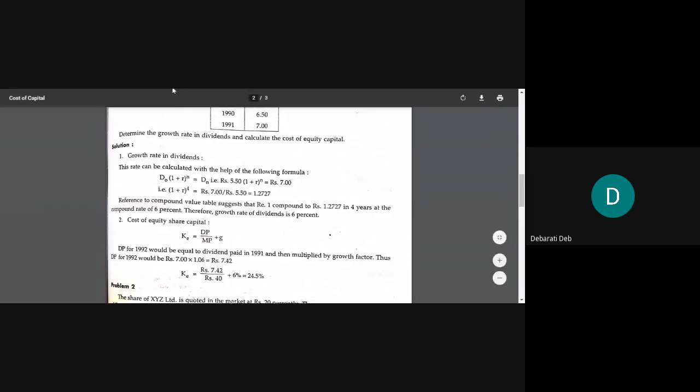First, you will take this D naught to the right hand side. Then you will have 7 by 5.50 on the right hand side. You are having 1 plus R to the power 4 equals to 7 by 5.50. This is what you will be having. Try it out.